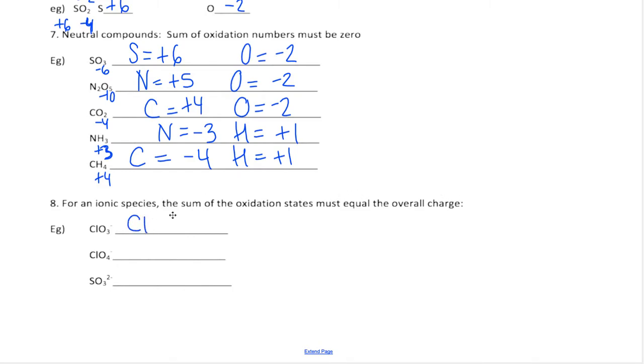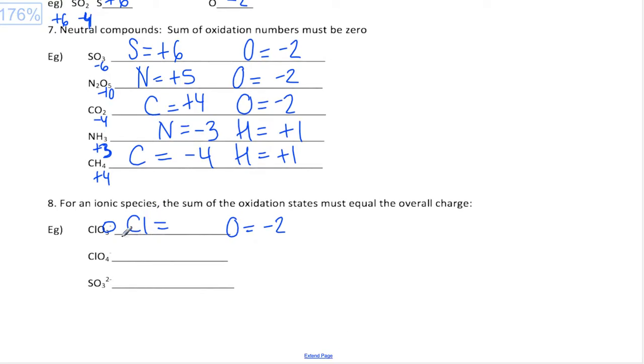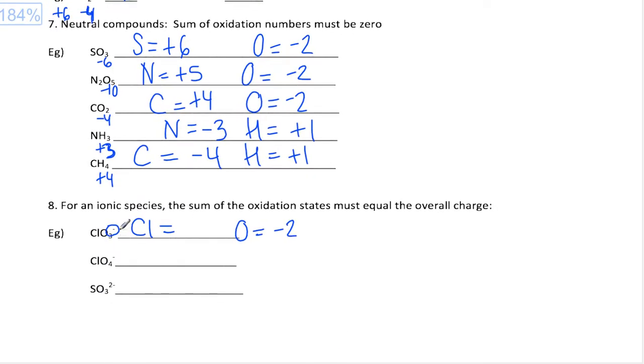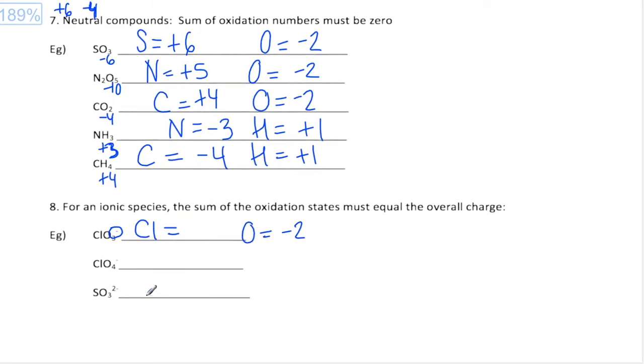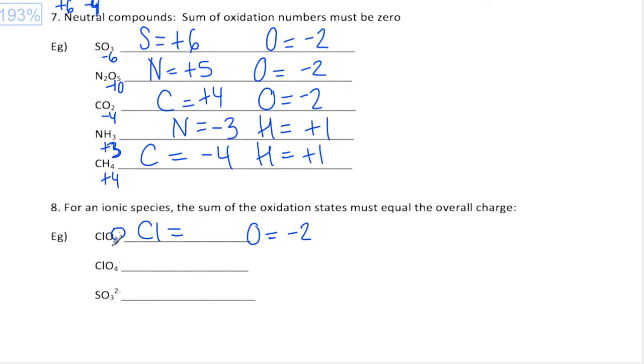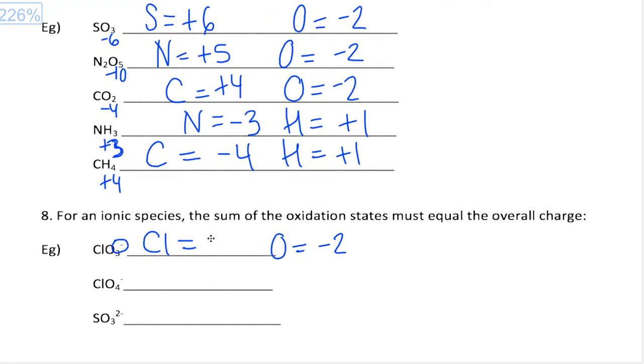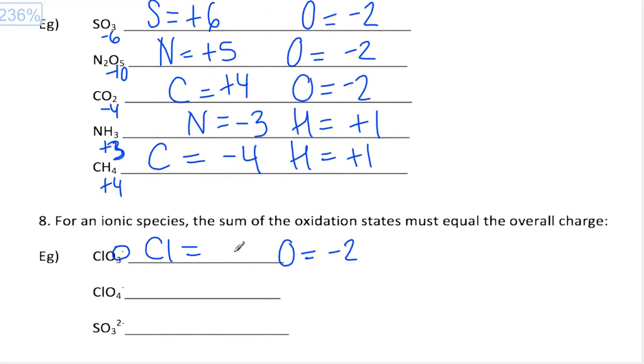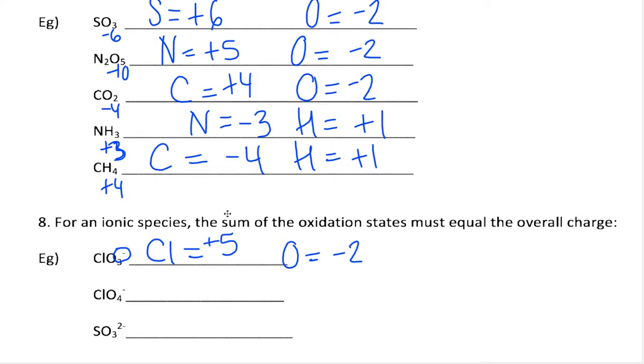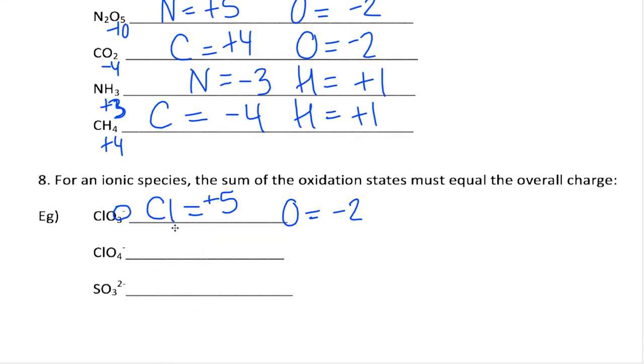Pretty simple. For an ionic species, the sum of the oxidation states must equal the overall charge. So for instance, ClO3. Oxygen's minus 2. Minus 2 times 3. Now you can't really see it so well, but I'll zoom in here, there is a negative charge right there for that chlorate ion. So the negative 2 is for the oxygen. Negative 2 times 3 is a negative 6. And therefore, the chlorine must be a plus 5.